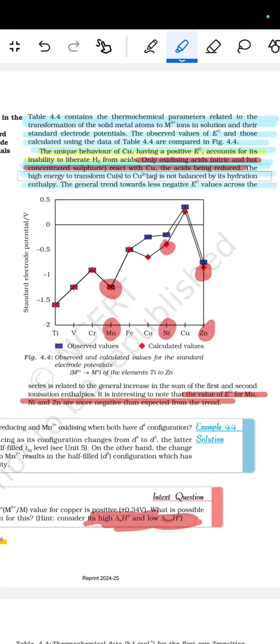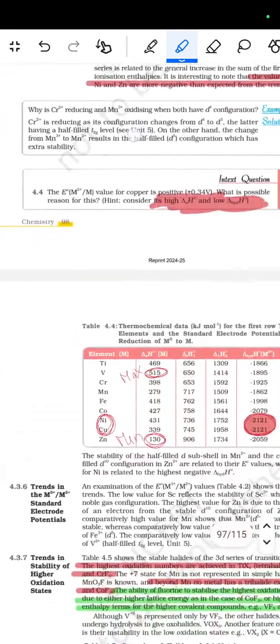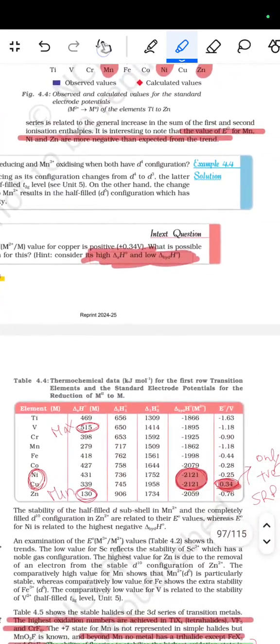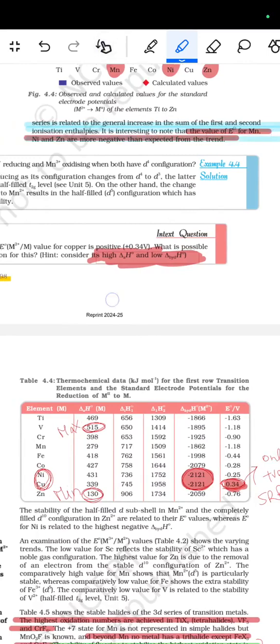The general trend towards less negative electrode values across the series is related to the general increase in the sum of the first and the second ionization enthalpies. It is interesting to note that the values of the standard electrode potential for Mn, nickel and zinc are more negative than expected from the trend.